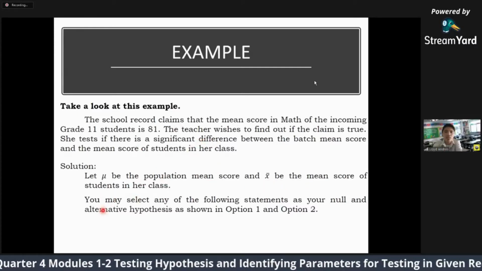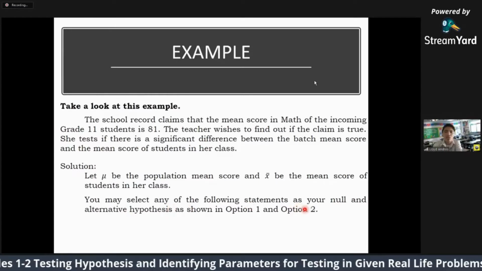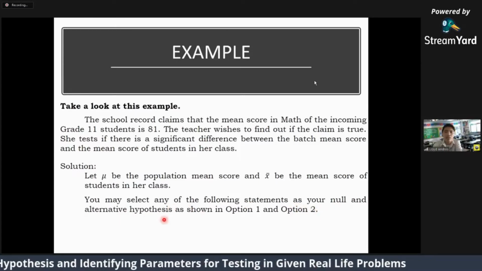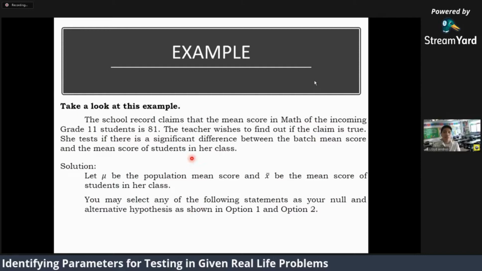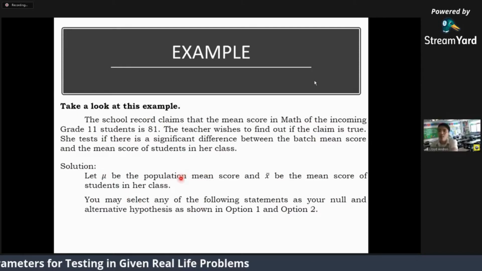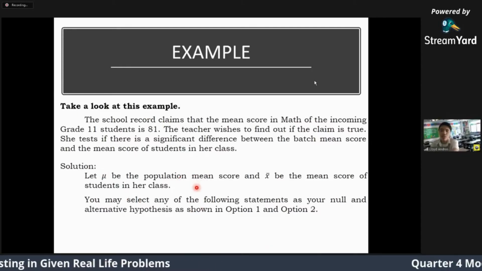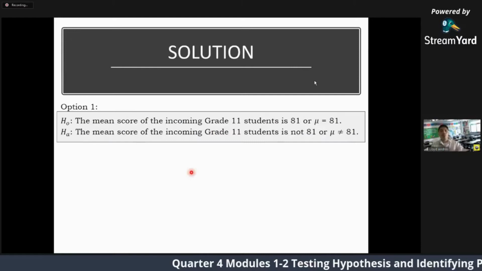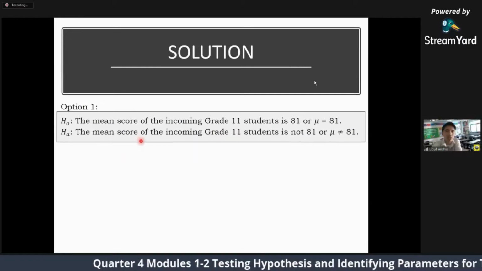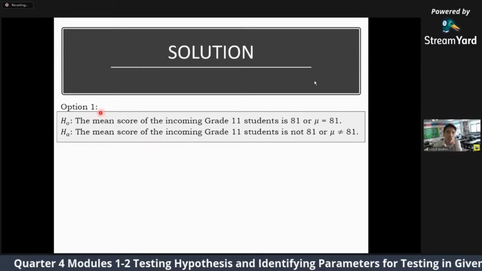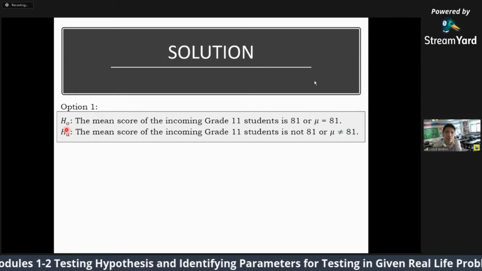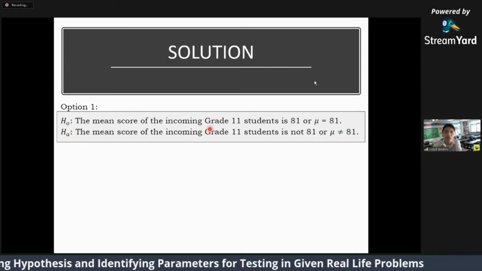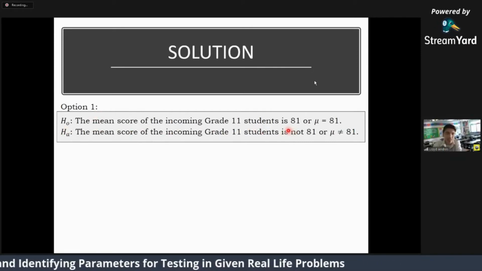So you may select any of the following statements as your null and alternative hypothesis. Meaning, the point here is how to formulate a null and alternative hypothesis. In formulating the null and alternative hypothesis, these are what you can do. Based on the situation, you can say as your null hypothesis H sub O, the mean score of the incoming grade 11 students is 81.